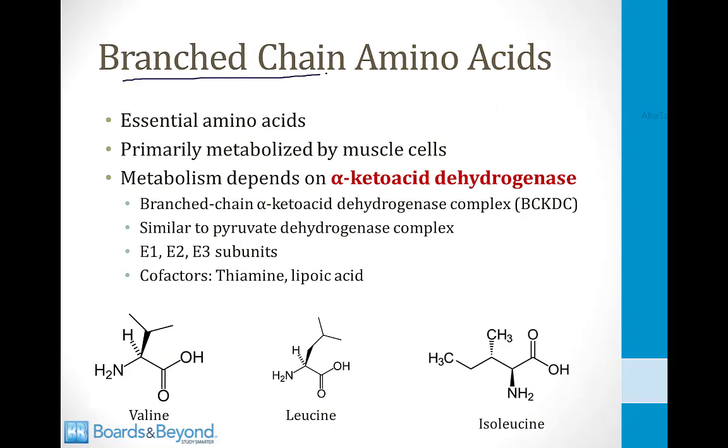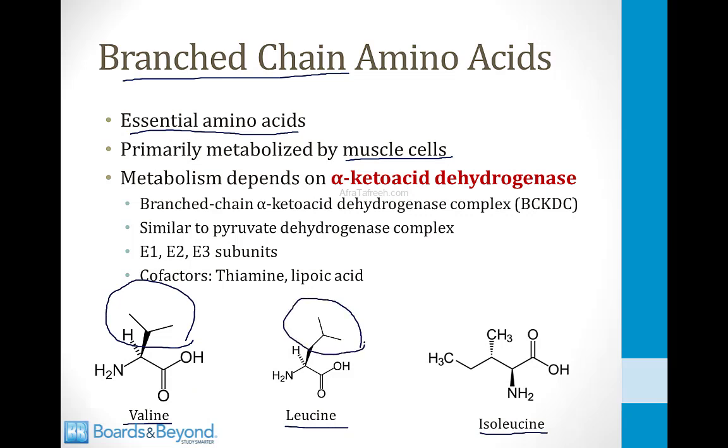Now let's talk about the branched chain amino acids. These are three essential amino acids that are primarily metabolized by muscle cells, and all of them have a branch in their side chain. The three branched chain amino acids are valine, leucine, and isoleucine. Valine has a branch in its side chain, which I am circling here. There is also one in leucine, and finally you can find one in isoleucine.